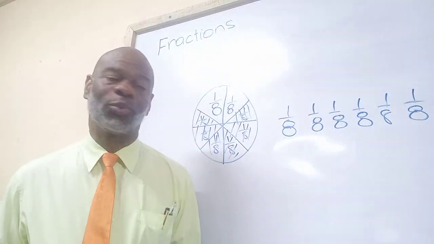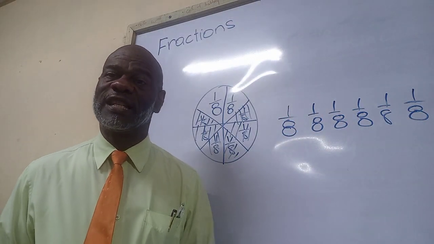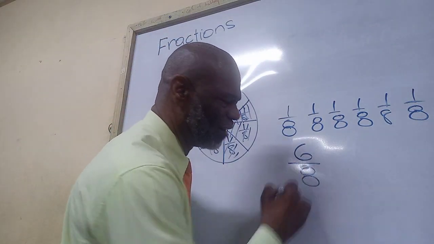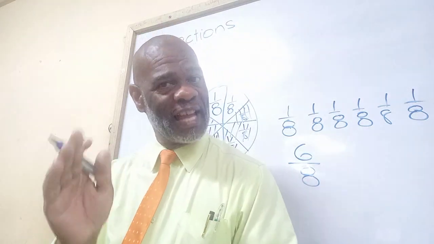So what would you have? 1, 2, 3, 4, 5, 6. That will make what? 6/8. So we would have eaten 6 slices of the pizza, and that would mean we would have eaten 6 out of the 8 slices.